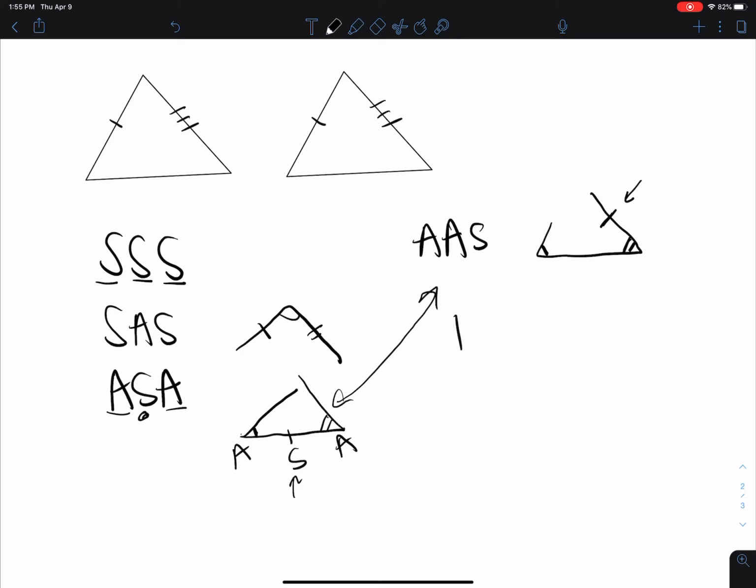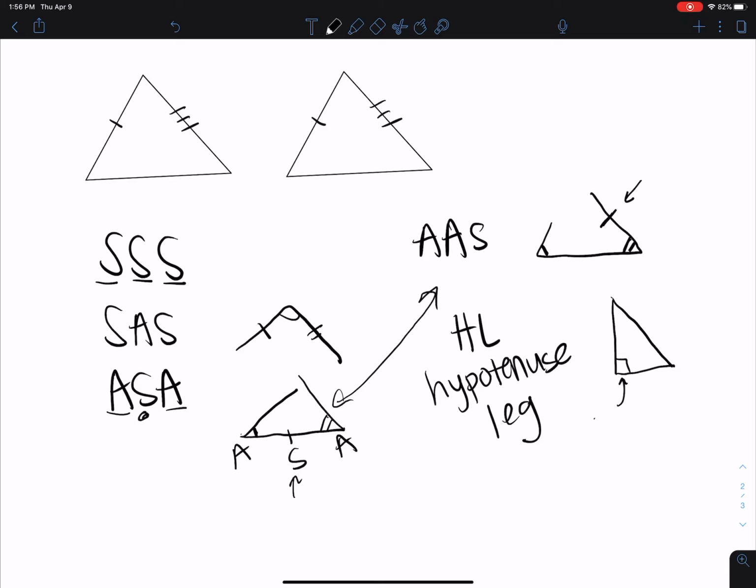And then the last one is different. It's called HL, for hypotenuse leg. So in a right triangle, sorry, my triangles don't have very straight sides. This is a right triangle because it has a right angle.